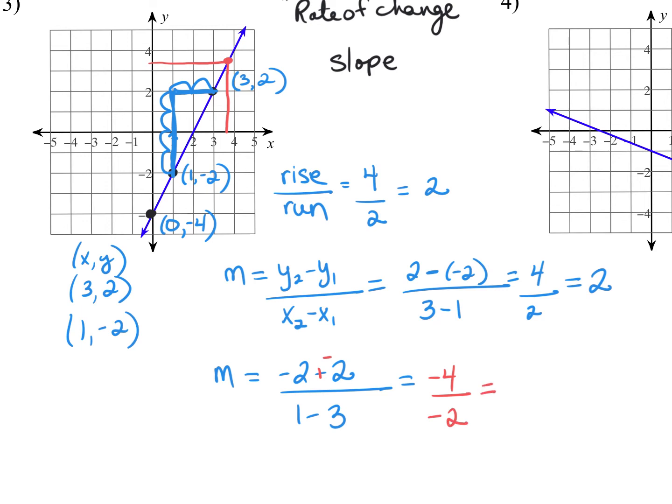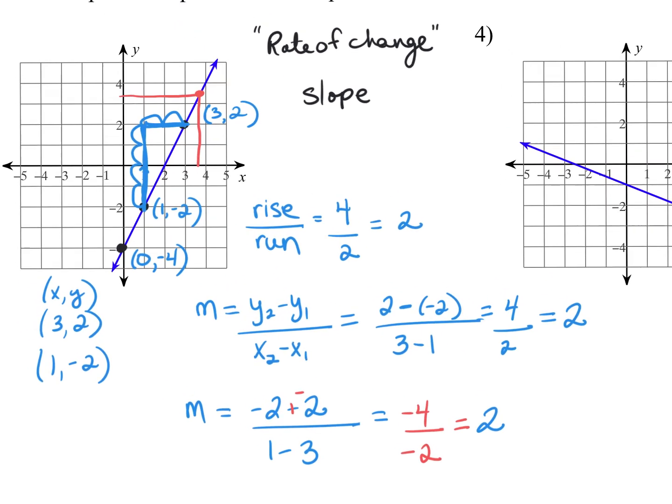And 4 divided by 2 is 2, and because I have two negatives that make a positive, therefore, that is also 2. So it doesn't matter which x, y value you put first and which you put second. You're still going to end up with the same answer.